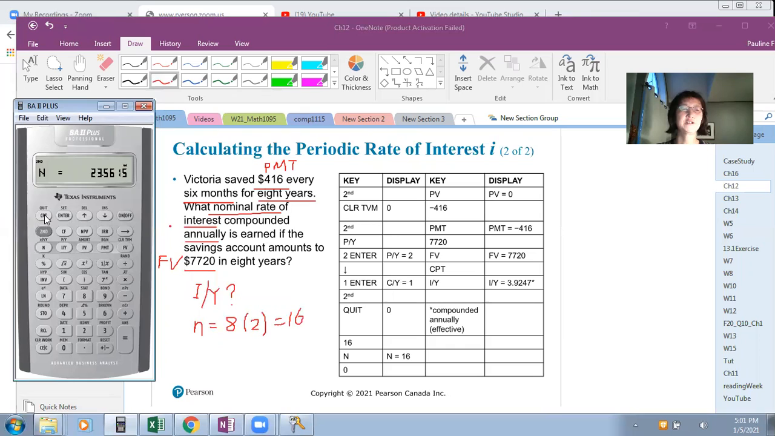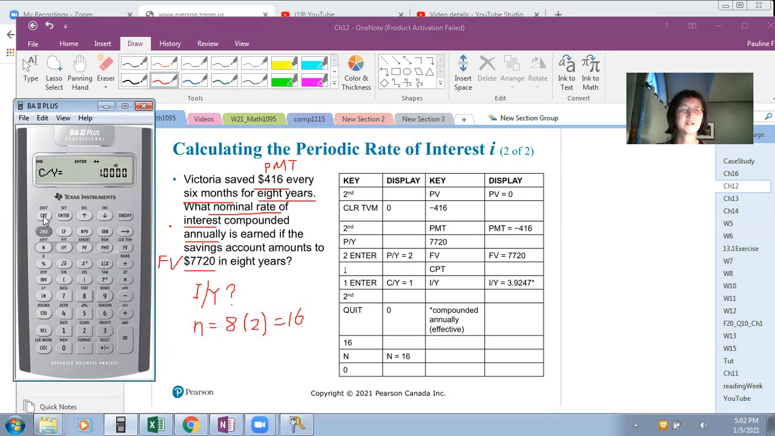Start with second quit. Make sure it is end mode. Set up P/Y, second P/Y. Every year you save 2 times, so P/Y equal to 2. Enter. Down arrow key, C/Y. C/Y is 1, because interest is compounded annually here. See, compounded annually.